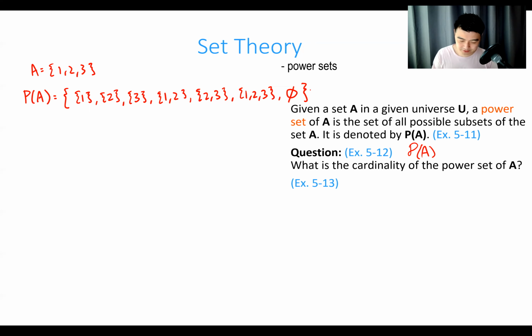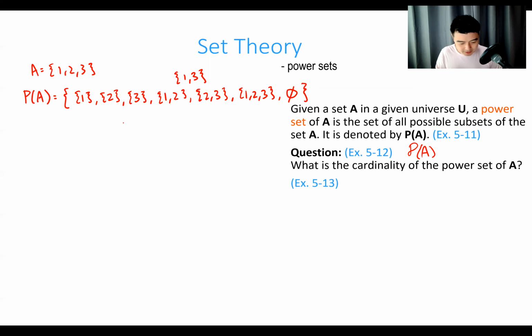Now, if you count here, how many subsets are there? There's 1, 2, 3, 4, 5, 6, and 7. So that means I'm actually missing one. I'm missing 1, 3. There we go. There should be 8 subsets of A. So I have 1, 3 there in the middle.